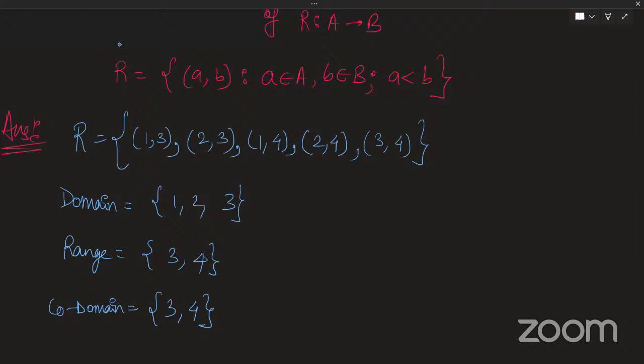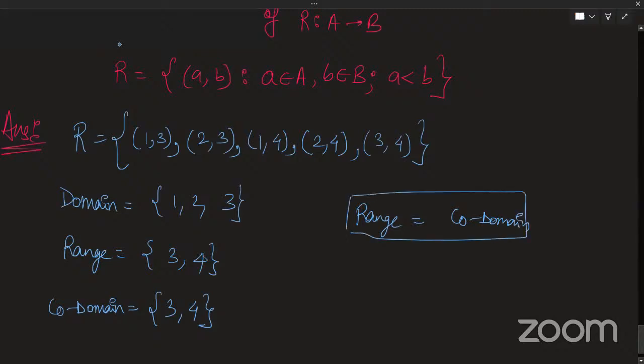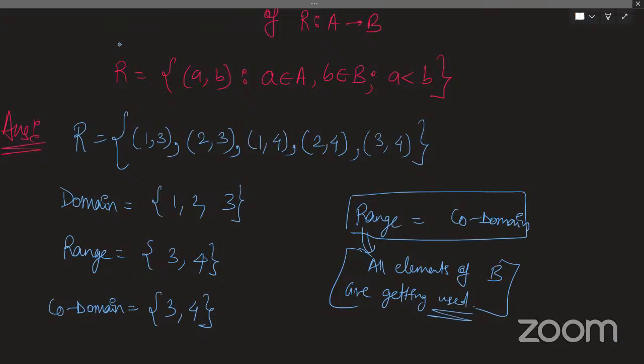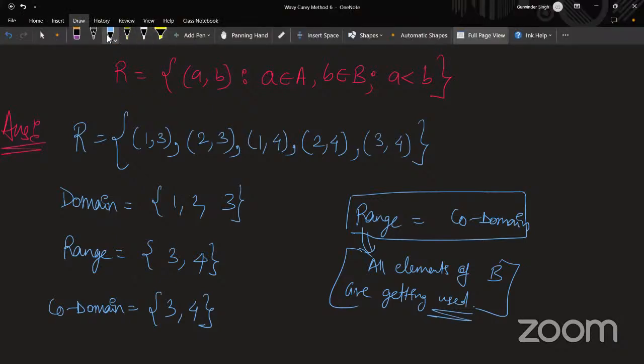And this is a perfect example of range being equal to codomain. All elements of B are getting used. That is why range and codomain are equal. Go to the definition again and check it once, for the ones who haven't understood.